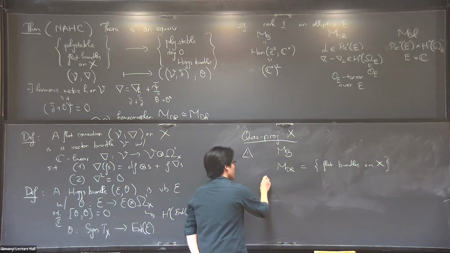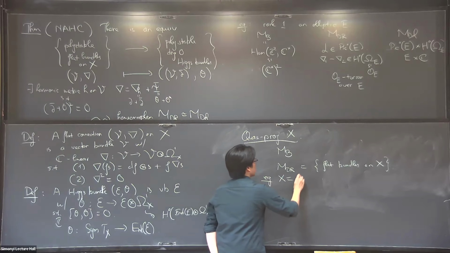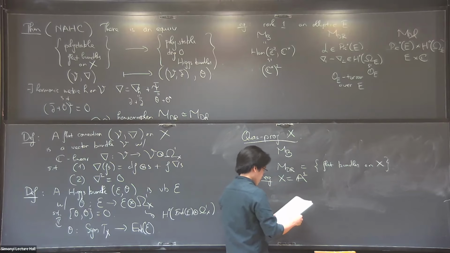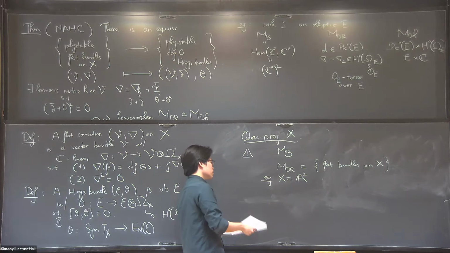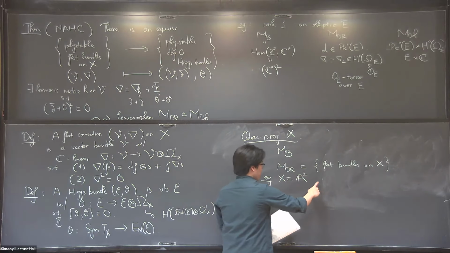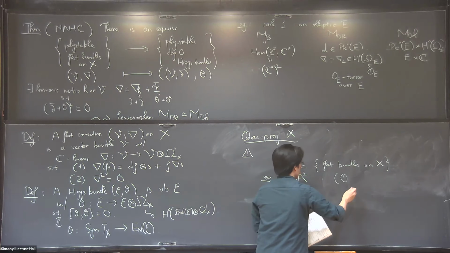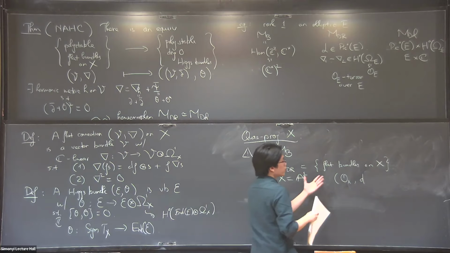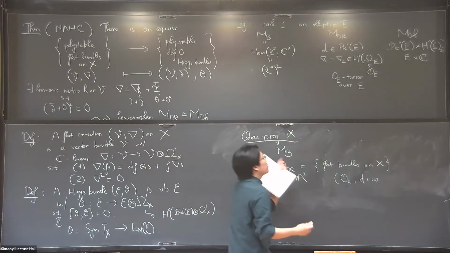One example that we can look at is just X equal to A1. There, every line bundle on A1 is trivial. So a flat line bundle on A1 is the same as the trivial vector bundle equipped with some flat connection. And by the same reasoning as above, every flat connection on this trivial bundle will look like d plus some global section of omega X.